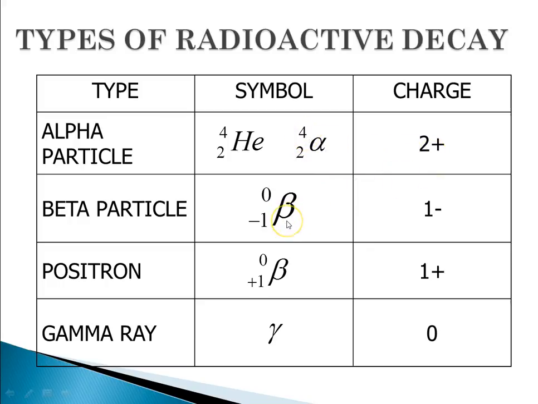The second particle we talk about is a beta particle, and again, we use a lot of Greek letters at this point. Notice the charge is -1 and the mass is 0. Again, last column, charge -1. And then we have a positron, and again, charge here, positron, positive, +1, mass is 0. Again, charge is 1. And a gamma particle that has neither charge nor mass.